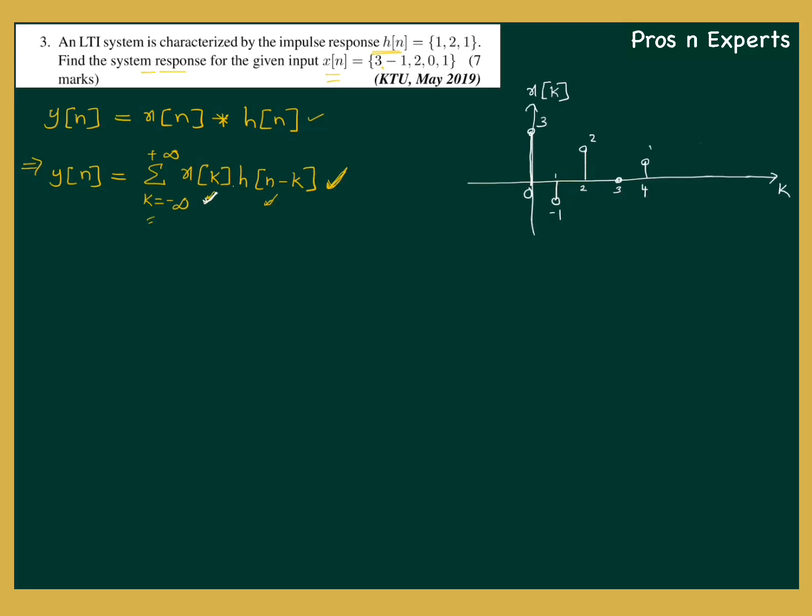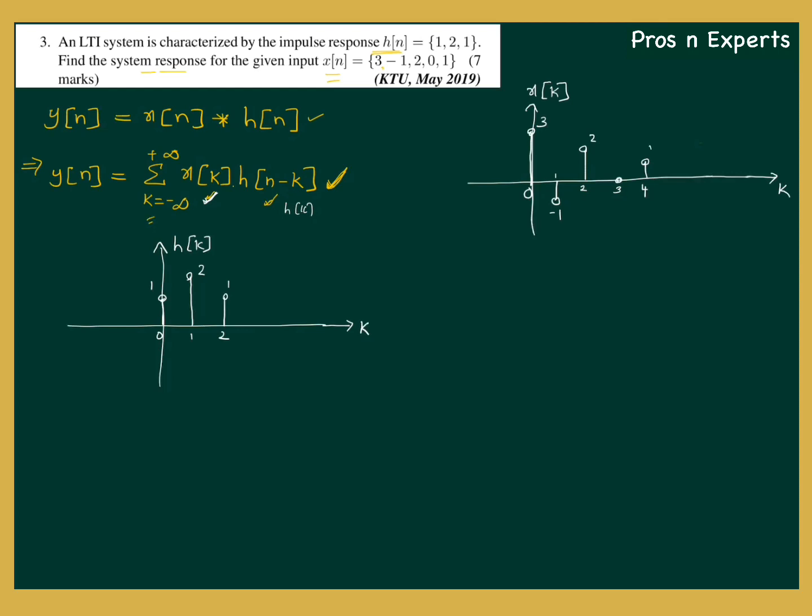Now to find out h of n minus k, first we should have h of k. So we will find h of k. We will draw what h of k is. I think I'll draw here. So h of k is nothing but h of n whose index is changed to k. Right, so the first sample at k equal to 0 is 1, then 2 and 1. Okay, so this is h of k.